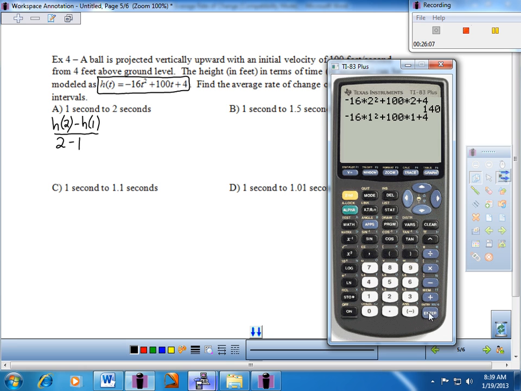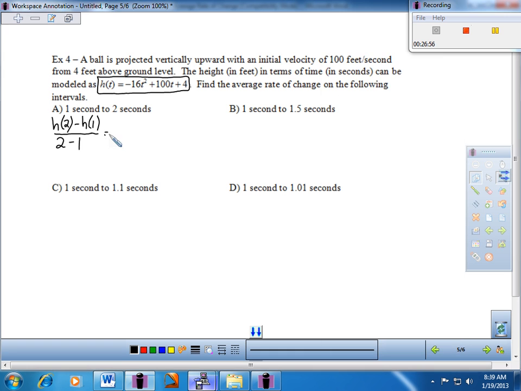So the height at exactly 1 second, there we go. The ball is 88 feet above ground at 1 second. All righty, so let's go. 2 minus 1. The height at 2 seconds, not given, we had to find it, and the height was 140 feet. And then the height at 1 second was 88 feet. And if I do this calculation, again, really not too bad. Bottom is 1. Top looks to be 52 is what I'm getting there. And that's it. 52 is our average rate of change.